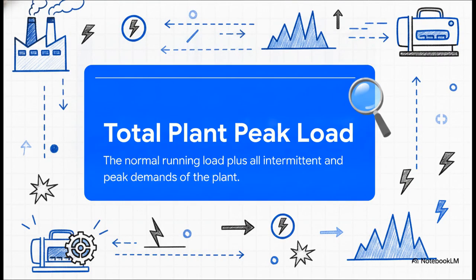Okay, let's dive into this and establish the foundational terminology so we're all on the same page. When we talk about estimating load, we're really looking at two critical numbers. First up is the total plant running load, or TPRL. This is basically the normal, continuous, everyday electrical demand of the facility. Second, we have the total plant peak load, or TPPL. Now, this one includes all those intermittent temporary peak demands. The generators you install absolutely must be big enough to supply that TPPL continuously, especially when the plant is firing on all cylinders at maximum production.